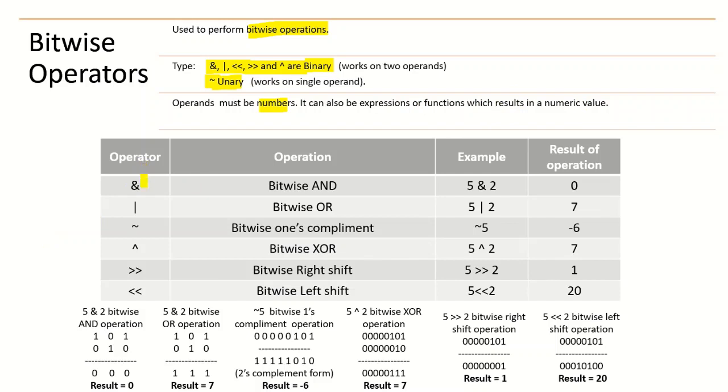These are the operators: ampersand for bitwise AND, pipeline for bitwise OR, tilde for bitwise ones complement, caret for bitwise XOR, greater than for bitwise right shift, less than for bitwise left shift operation. Some of the examples are 5 & 2 equal to 0. It is detailed here.